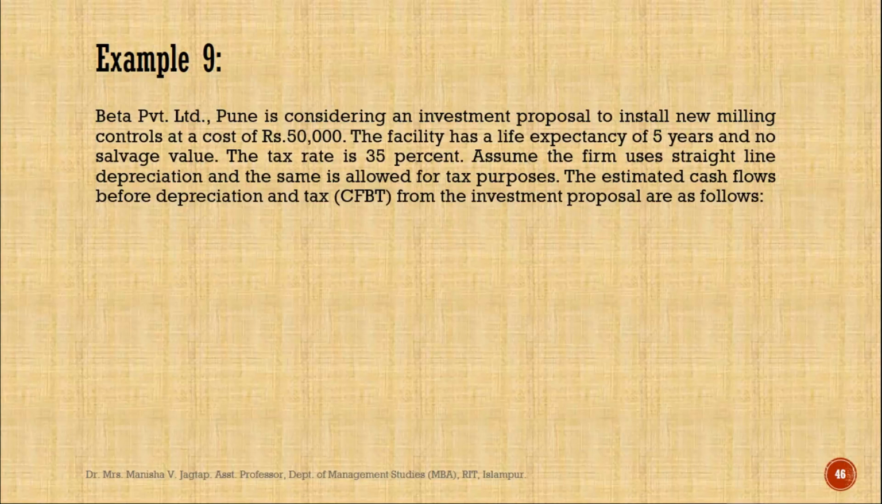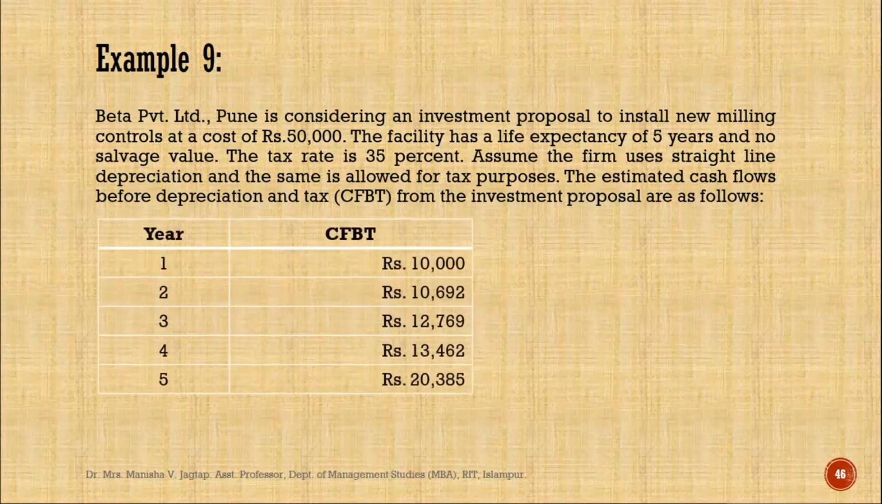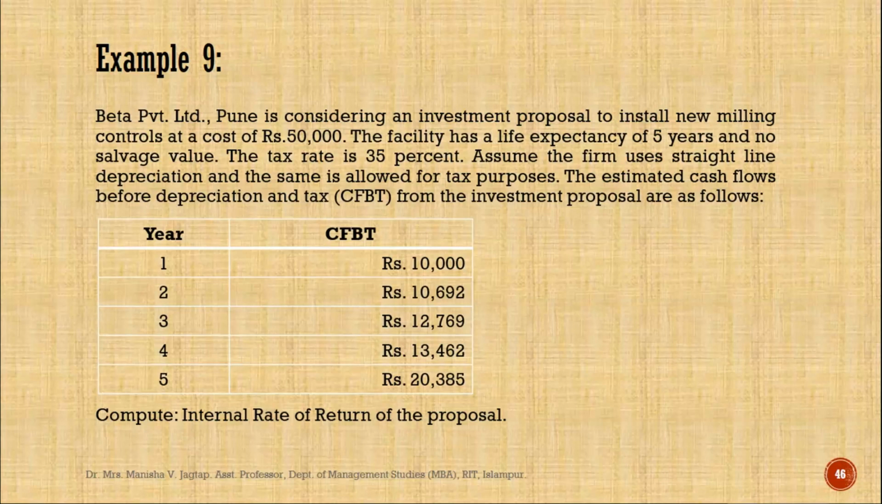The facility has a life expectancy of 5 years with no salvage value. Tax rate is 35%. Depreciation method is straight line. And the next is given information about the cash flow before tax and depreciation. And you are required to calculate internal rate of return of the proposal. So how to calculate this?